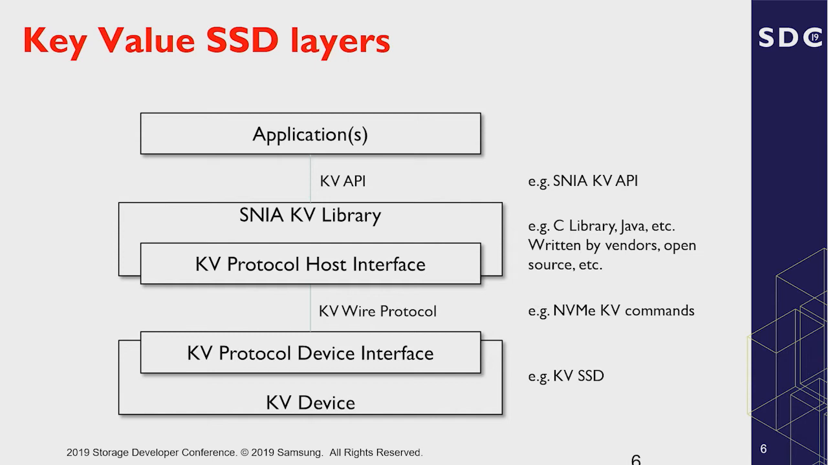And then at the bottom end, you have a key value SSD, or a key value device. I put SSD because I work for an SSD company. I don't work for a spinning Rust company. You could have a key value piece of spinning Rust. So again, that's an example, but basically you have a device that understands the key value wire protocol and can store things appropriately.